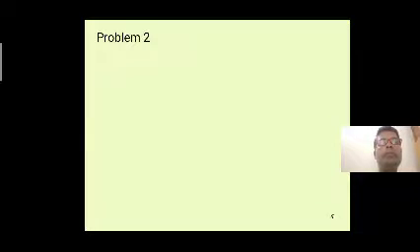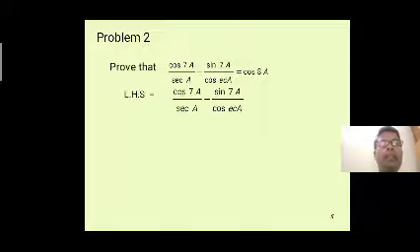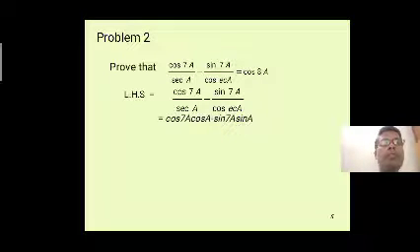Next, problem number 2. Prove that cos 7A by secant A minus sin 7A divided by cosecant A equals cos 8A. Here we write the LHS part: cos 7A by secant A minus sin 7A by cosecant A. Here in the place of secant A we write 1 by cos A, and cosecant A is 1 by sin A.